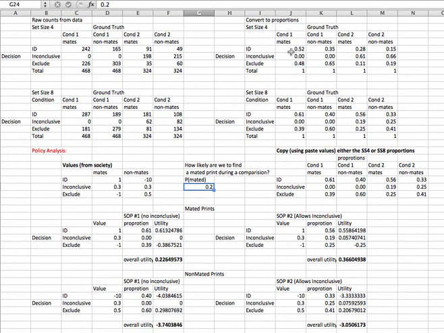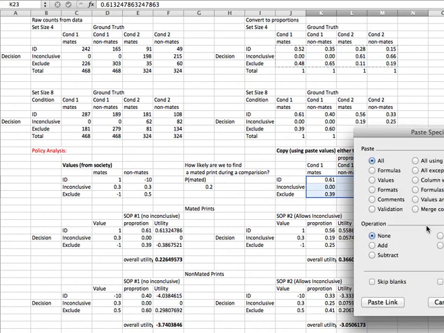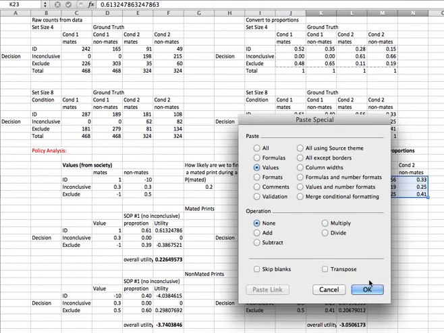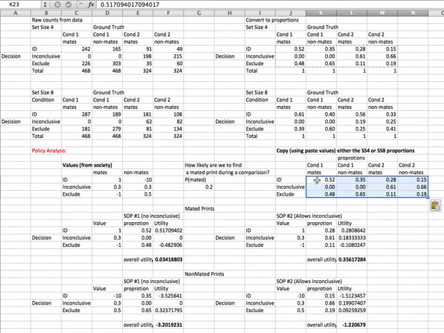Okay, the next thing I'm going to do here is copy these values in Excel, and then paste here using paste special. I'm just going to paste the values here because otherwise the formulas will come along. So here we have just the numbers, the frequencies at which subjects responded in each of these two conditions.